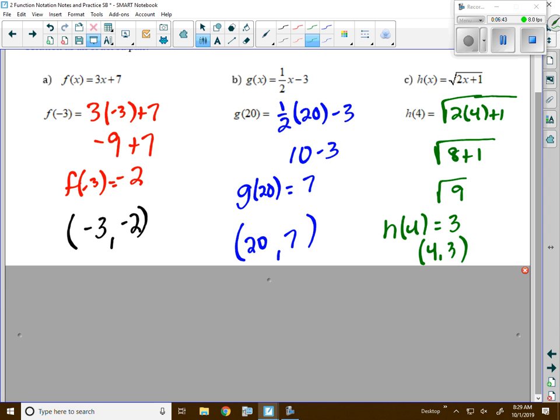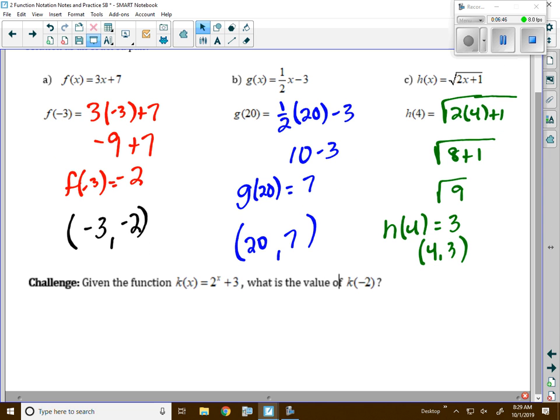Do you have a challenge on your paper? Okay. So this is given the function k of x. Now wait a second. That's not f of x. Does it matter? No, it doesn't matter what letter is there on the outside. You're still treating it like it's y, and we're going to plug in our x value. So they're asking now, what is k of negative 2? Let me scroll up. I know some of y'all are having issues seeing.